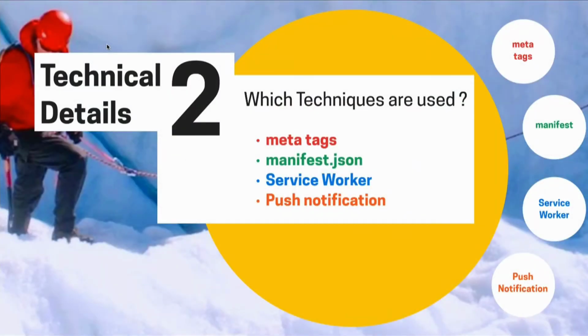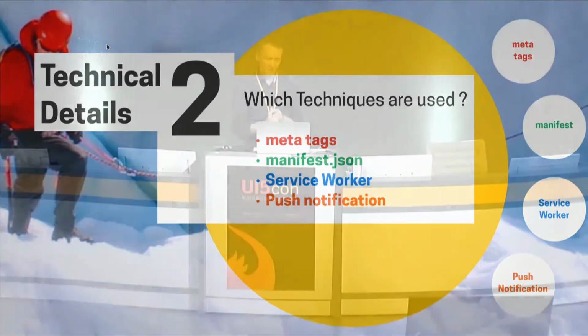So let's go to the technical details. Which techniques are used for progressive web application? There are only 4 techniques. Meta tags, you have to add some meta tags to your index HTML file. There is a manifest JSON, like we use it in UI5 already. And there are service workers. Service workers are the heart of progressive web applications. I show you in a moment the details. And push notifications are used.